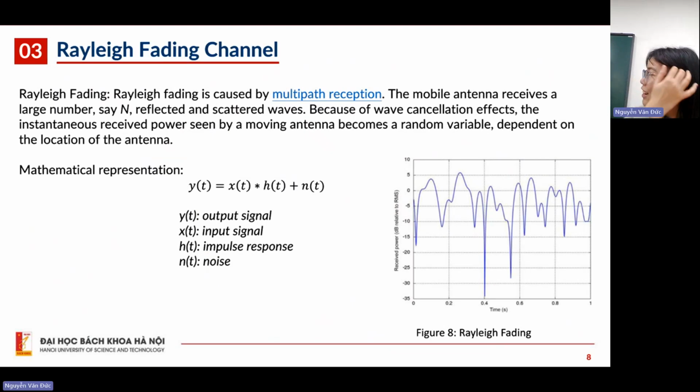Let's come to the Rayleigh fading channel. I think this part we already studied in the course of fundamentals of wireless communication, so I think everyone knows this one.